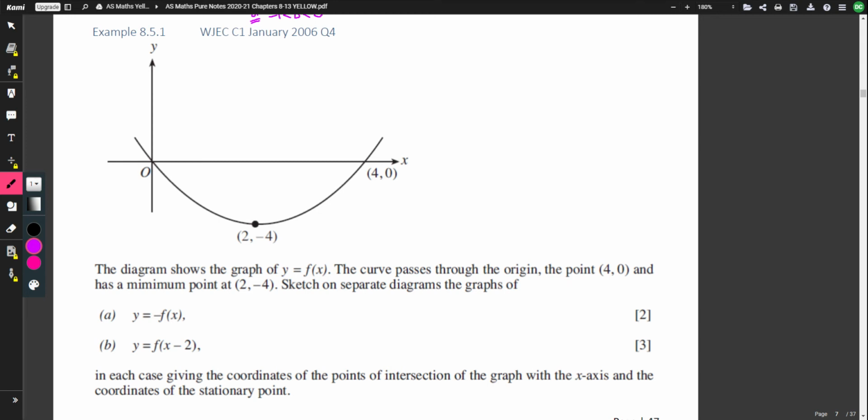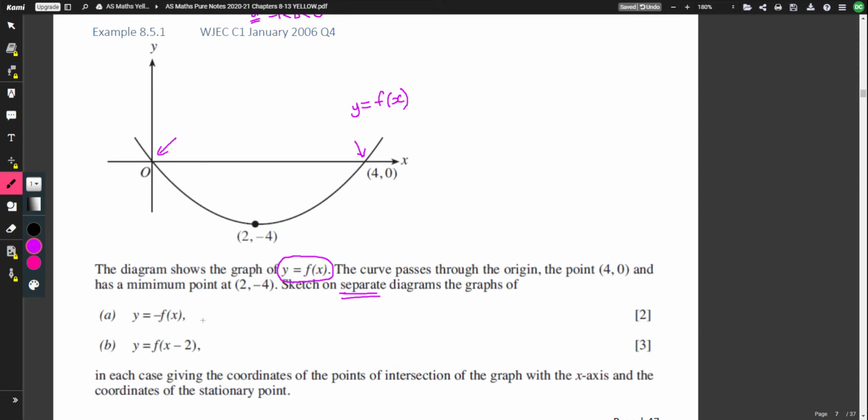Example 8.5.1. Here we've got a graph. It looks like a quadratic graph. It might not be, but it's been called f of x. So this graph here is the graph of y equals f of x. It passes through the origin, as we can see, and the point (4, 0), and has a minimum point at (2, -4). We've got to sketch, on separate diagrams, a couple of graphs that have been transformed.